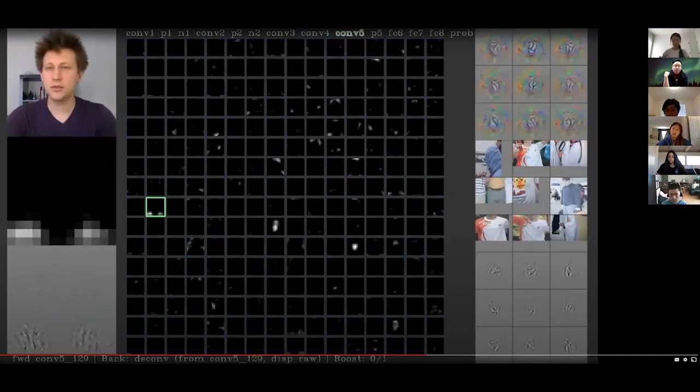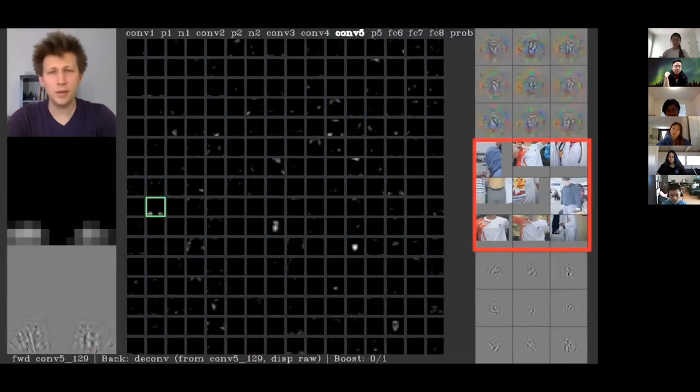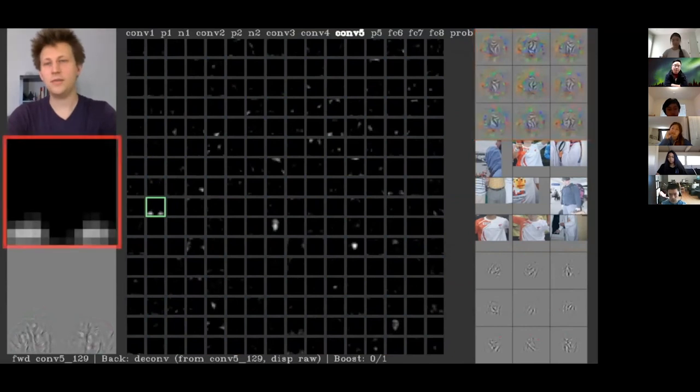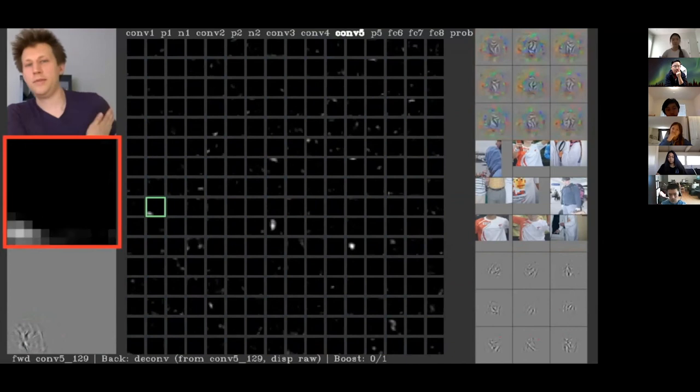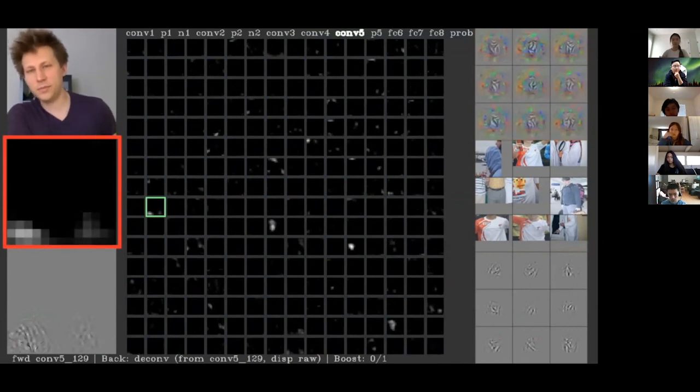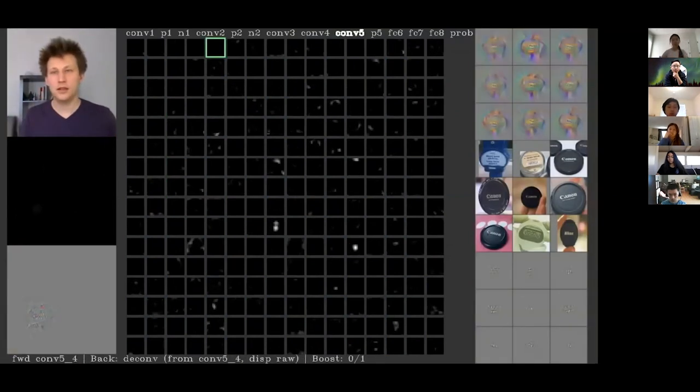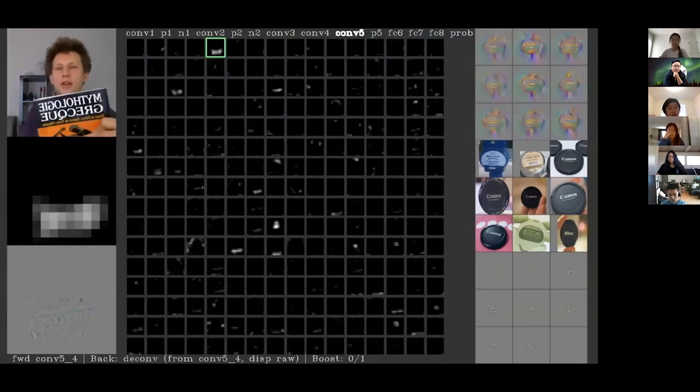So what's this unit doing? From the top 9 images, we might conclude that it fires for different types of clothing. But examining the synthetic images shows that it may be detecting not clothing per se, but wrinkles. In the live plot, we can see that it's activated by my shirt. And smoothing out half of my shirt causes that half of the activations to decrease. Finally, here's another interesting neuron. This one has learned to look for printed text in a variety of sizes, colors, and fonts.